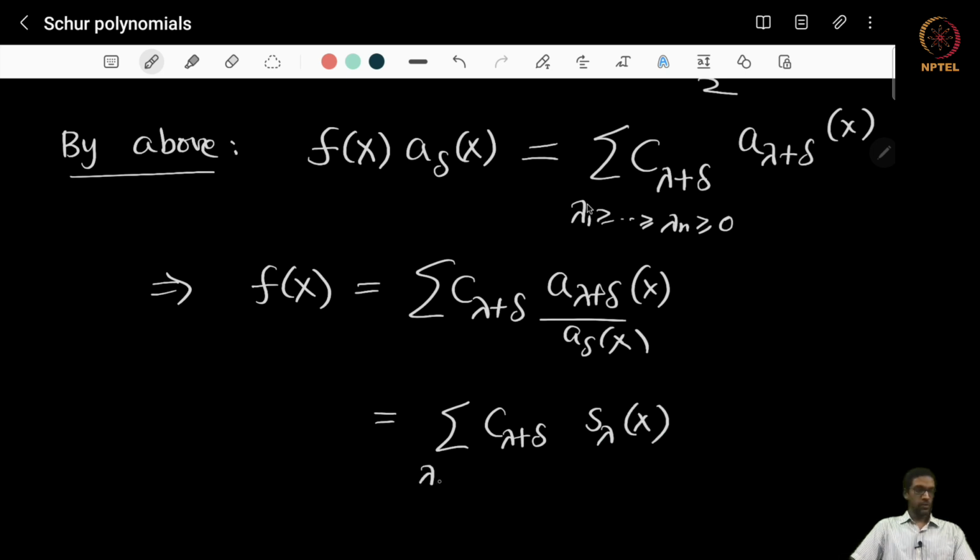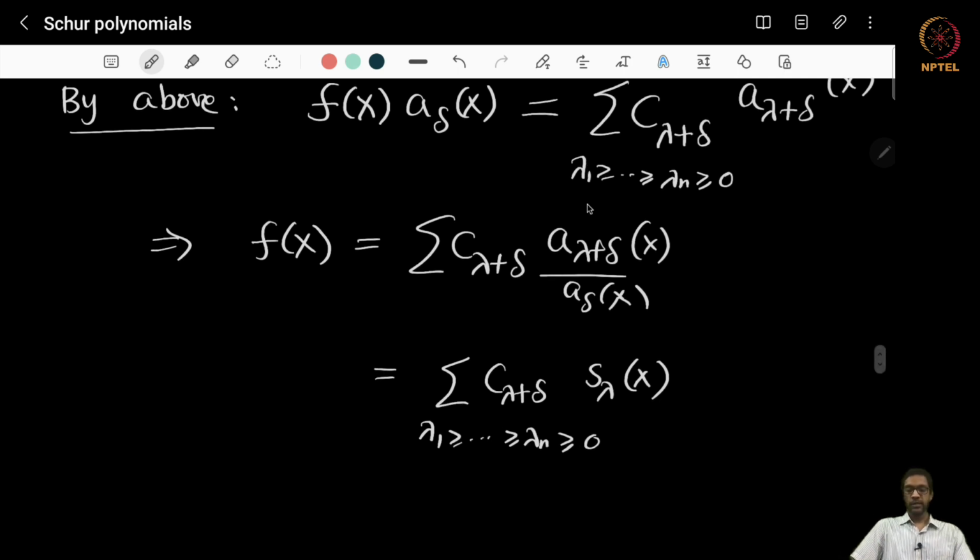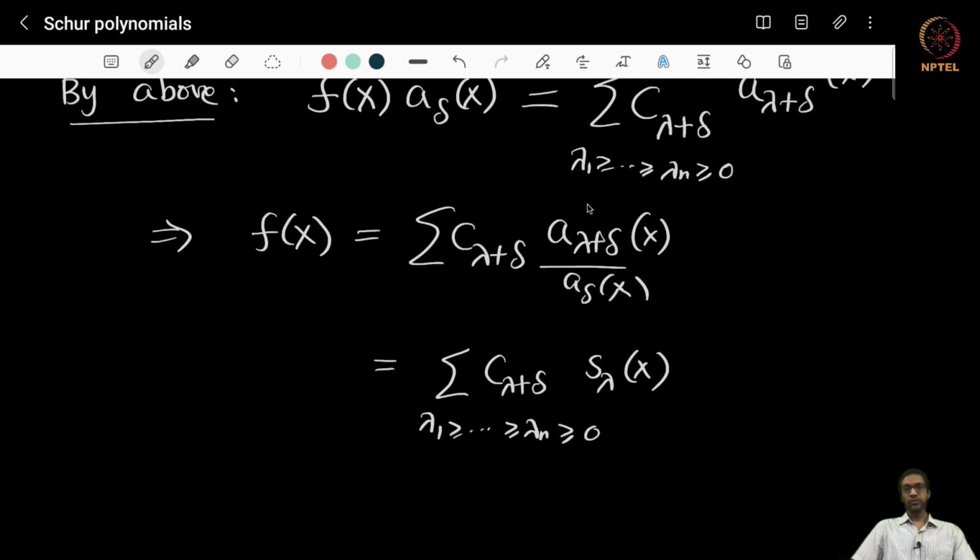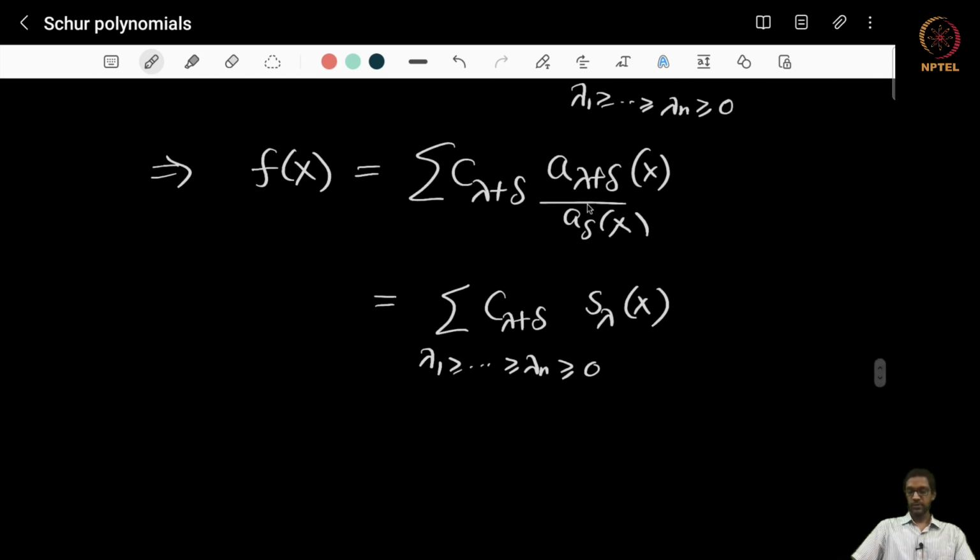Okay, good. So what does this show? This shows that any symmetric polynomial can be expressed as a linear combination of the Schur polynomials. But we also need to show that such an expression is unique, but the uniqueness now follows from the corresponding uniqueness statement for the alternating polynomials. Okay. So let me leave that bit again as an exercise. Show that these constants are unique as well.